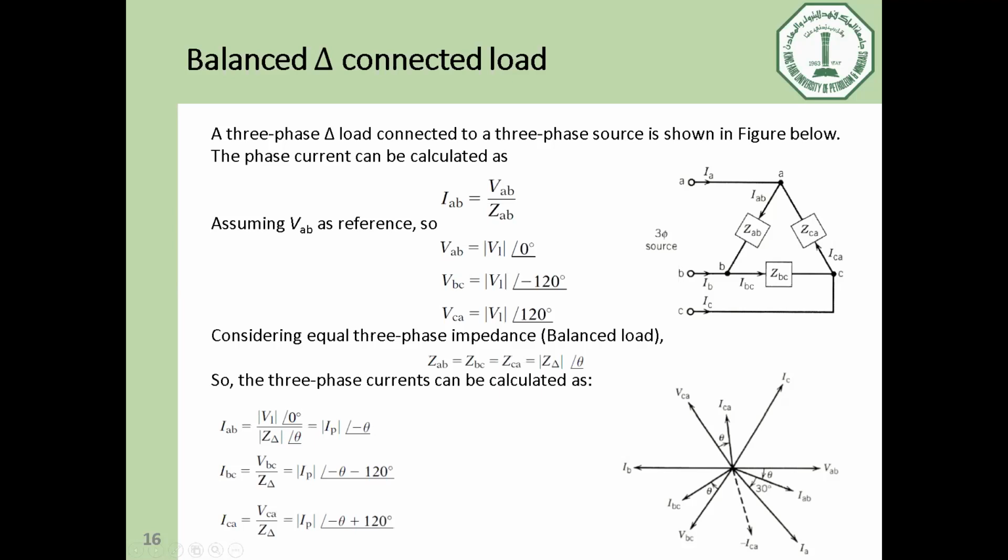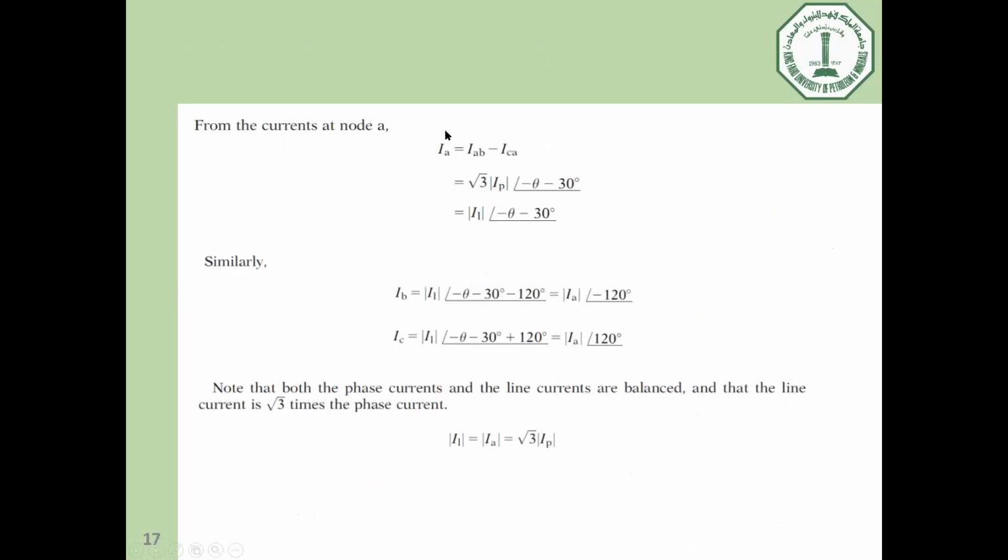So as you can see, the line current is shifted also by 30 degrees, and the magnitude will be also square root of 3 multiplied by the phase current. So simply, you can multiply the phase current by square root of 3 and shift the angle by minus 30 degrees. So IA, which is the I line, equal to square root of 3 multiplied by I phase at angle minus theta minus 30 degrees. Okay? Right. The same can also be made for IB and IC.